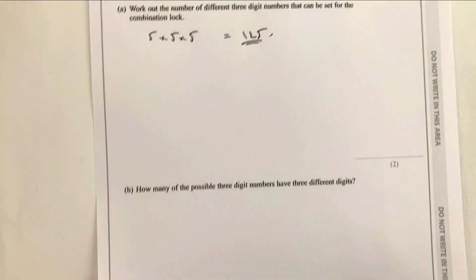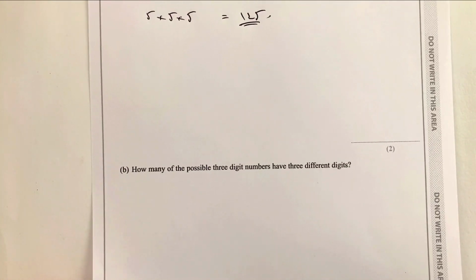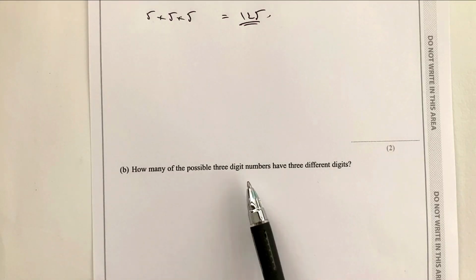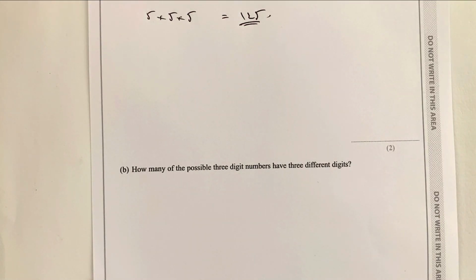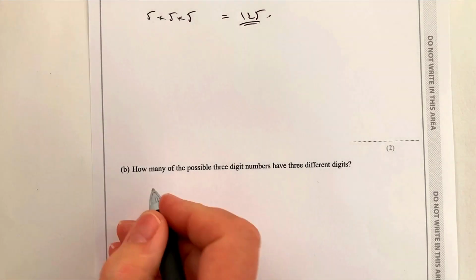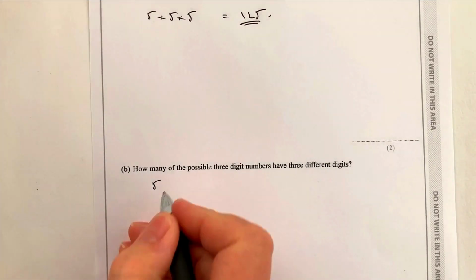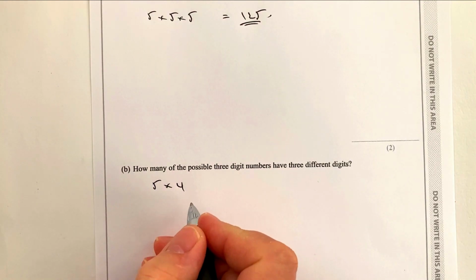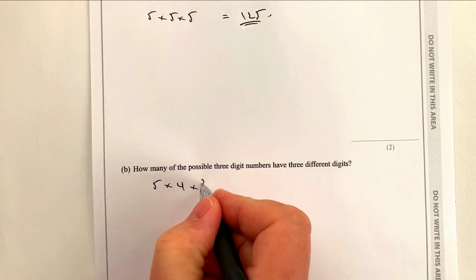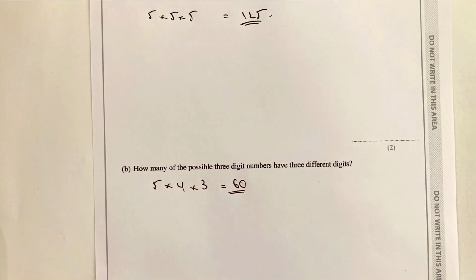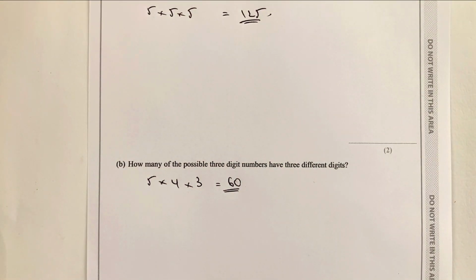Okay, let's have a look at part B. It says, how many of the possible 3-digit numbers have 3 different digits? Well, okay, so we've got 125 of them that would have a choice of any one of the 5. Part B is saying, well, actually, we can't duplicate any of the numbers. So therefore, it's just going to start with 5, but then the next one, we've only got a choice of 4, and then the next dial, we've only got a choice of 3. So that's going to give us 60. So actually there are 60 different combinations where we don't duplicate the numbers.